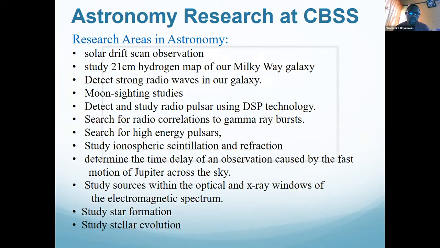Now, at CBSS, we have these thematic astronomy research areas. We do a solar drift scan observation. We look at the hydrogen mapping of the Milky Way galaxy. We also do moon sighting studies, detect radio pulsars using DPS technology, and a whole lot of them, star formation, stellar evolution. These research areas are currently ongoing at CBSS.